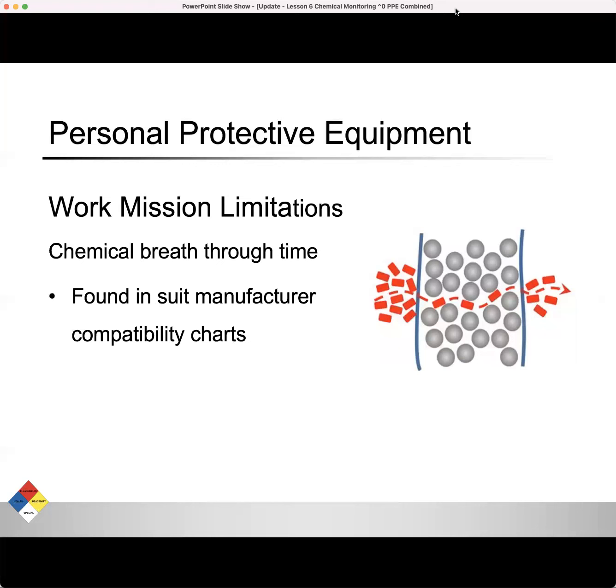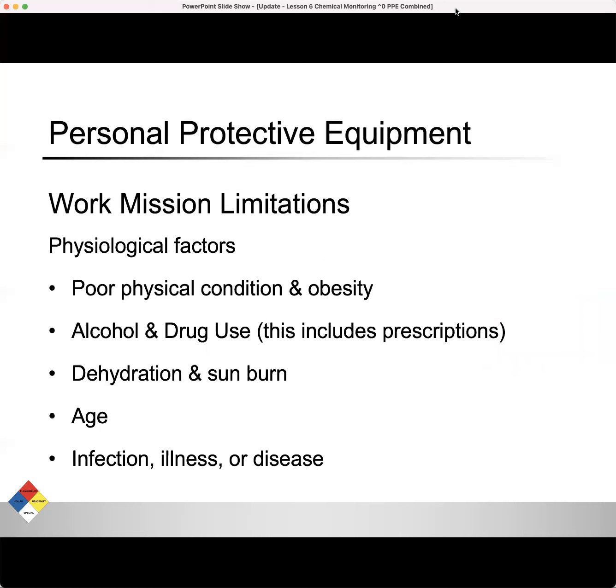Also, as we mentioned before, the chemical breakthrough time will limit your work mission time. These are again found in suit manufacturer compatibility charts. Remember, chemical breakthrough time deals with permeation at the molecular level. There's also other physiological factors, such as poor physical condition and obesity, alcohol and drug use. This includes your normal prescription medications, which could affect your ability to perform your work mission. Dehydration and sunburn, your age, whether or not you have an infection, illness, or other disease could limit your work mission.